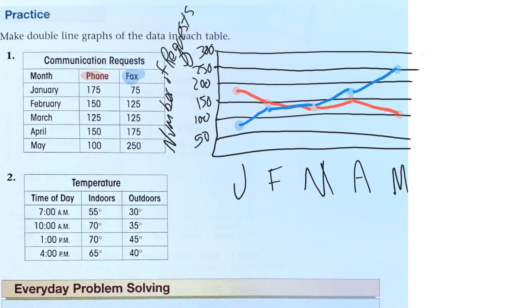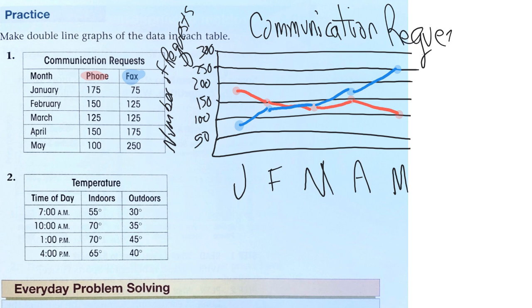All right, now we're missing one thing, which is our title. So these are communication requests. All right, let's see if we got everything. All right, we have the title. We have the labeling. Oh, we're missing the key. That's what we forgot. All right, so we can put red and blue. And the label, what was the red was phone requests, and the blue was fax.